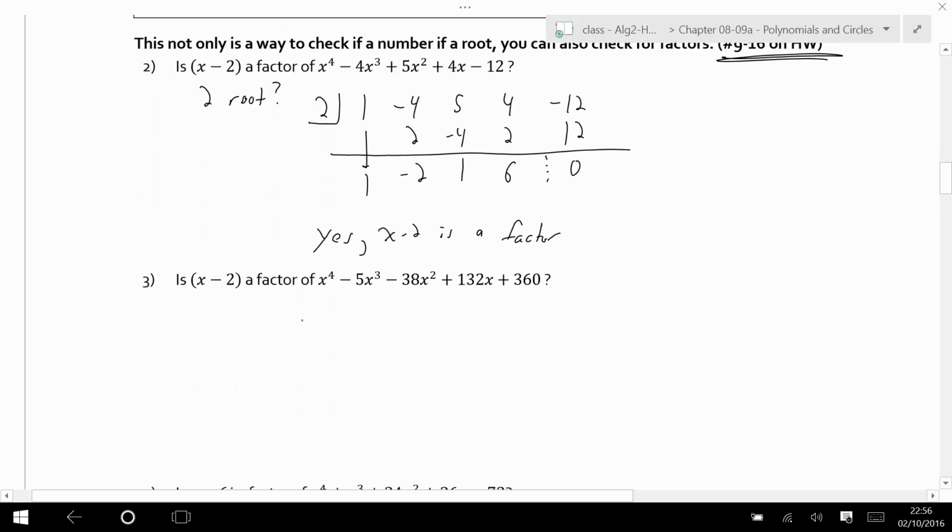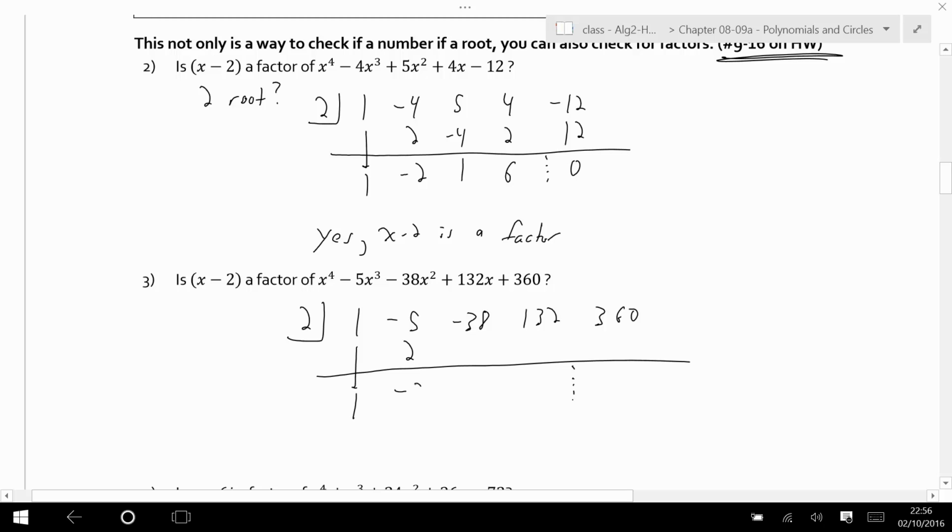Let's check it with this one. I'm going to put 2 in the pocket. 1, negative 5, negative 38, 132, and 360. Okay, set it up. And 1, 2, negative 3, negative 6, negative 44. Oh, we're going to get kind of large here. Negative 88. This is going to be 44. And 2, and no. I don't even put a number there. It's just no. No, it's not a factor. We didn't get a remainder 0.